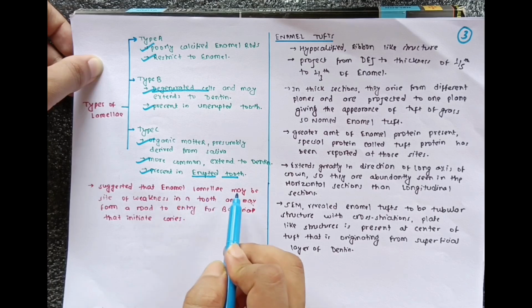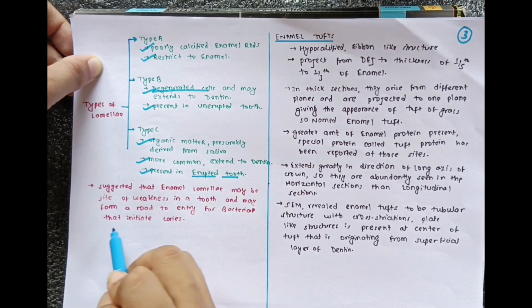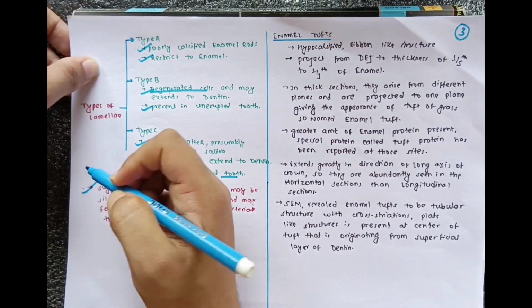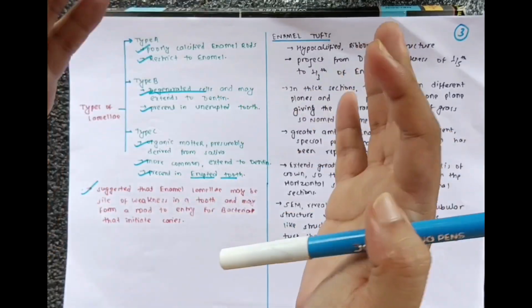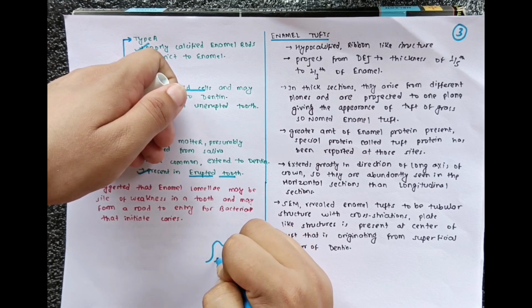Now it is suggested that enamel lamellae may be the site of weakness in the tooth and may form a road of entry for the bacteria that initiate caries. So it is an important point. This point simply wants to tell us, I will draw one picture here.